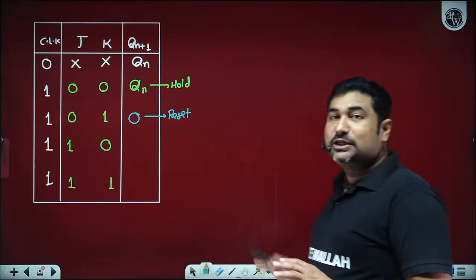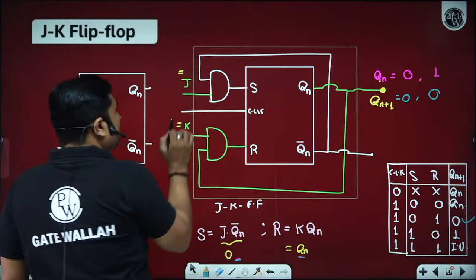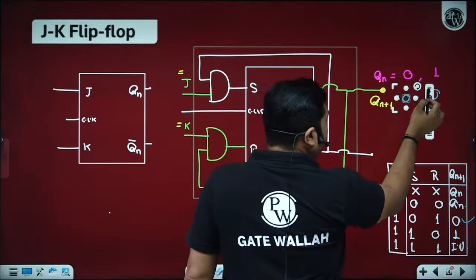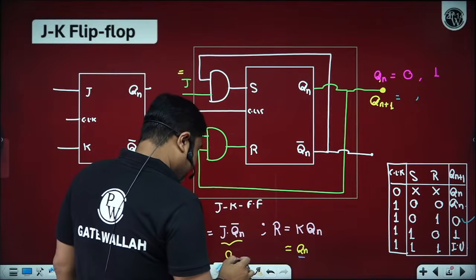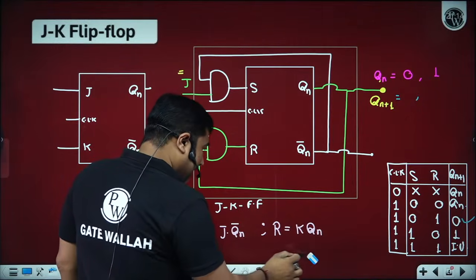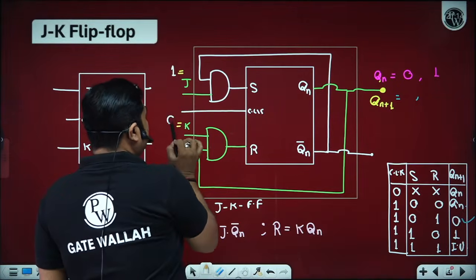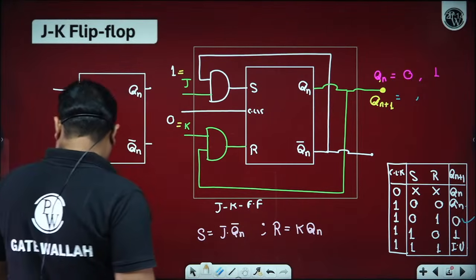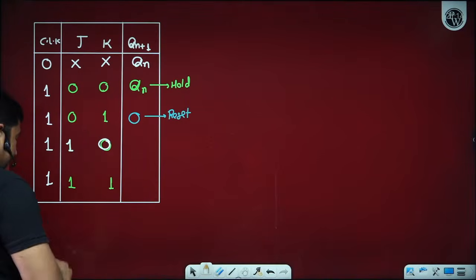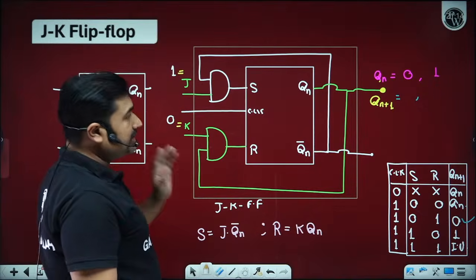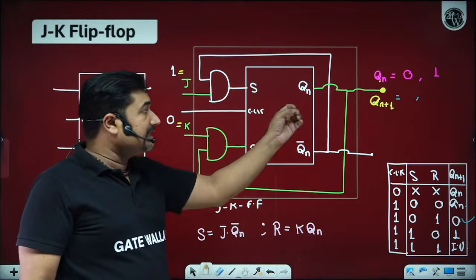Now let's talk about 1, 0. If J is 1 and K is 0. Again, we have two possibilities for the previous state. Before applying the input J1 K0, the present state may be 0, may be 1.